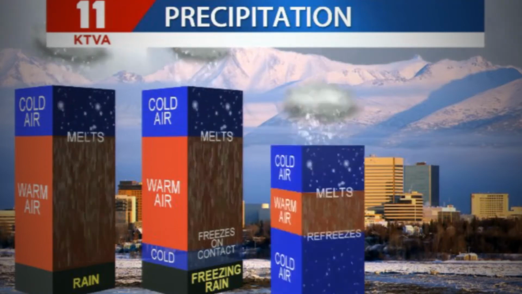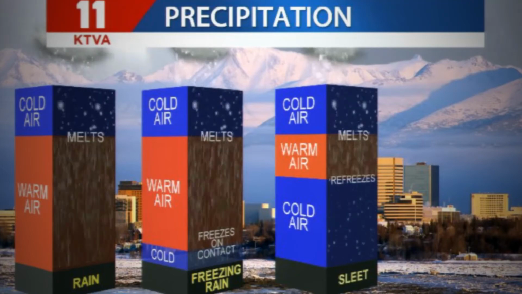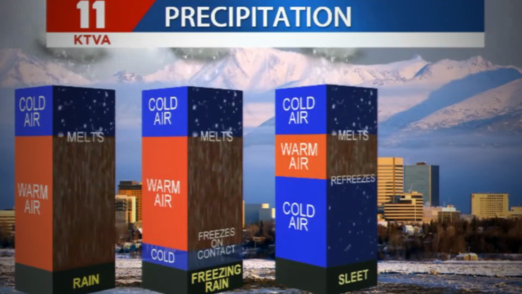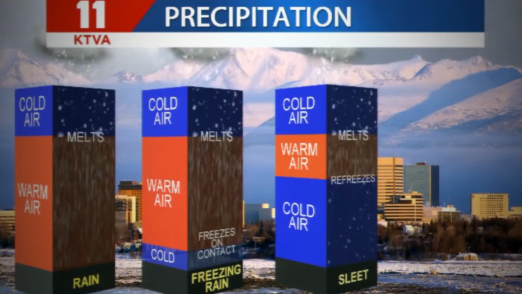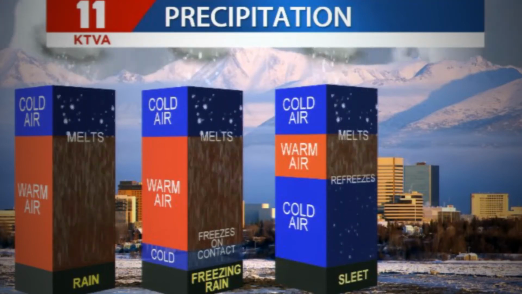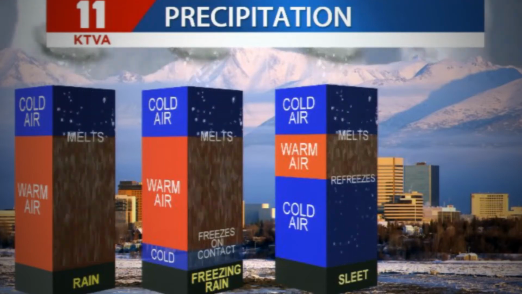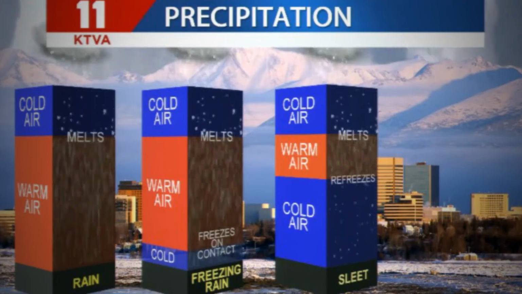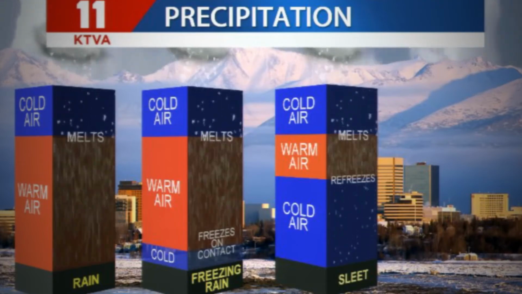Another type of precipitation needs both cold air and warm air. So if it's raining, but there's a layer of cold air between that warm air and the ground, those raindrops are going to freeze as they fall. So we need a thicker layer of cold air than freezing rain. But what happens is those raindrops freeze as they fall and turn into frozen raindrops, little balls of ice as they come down to the ground.